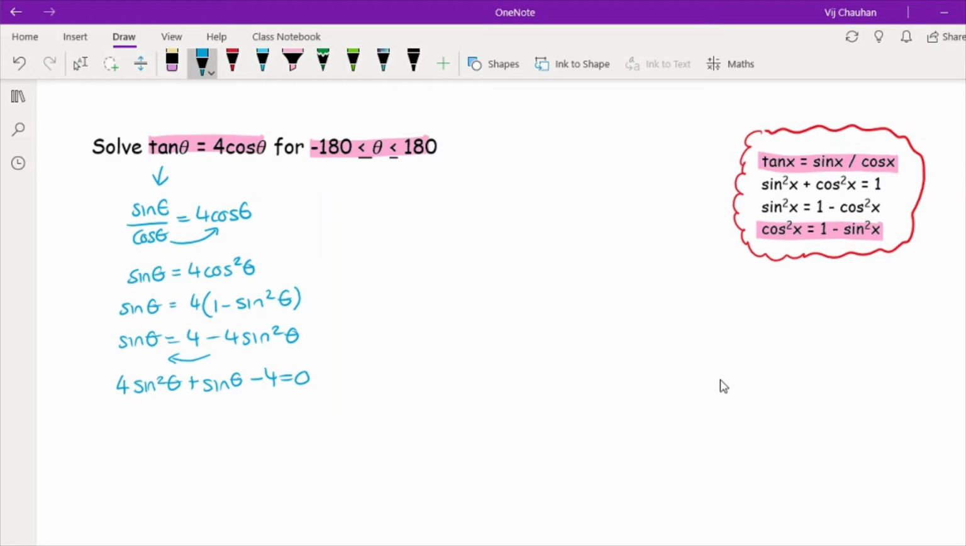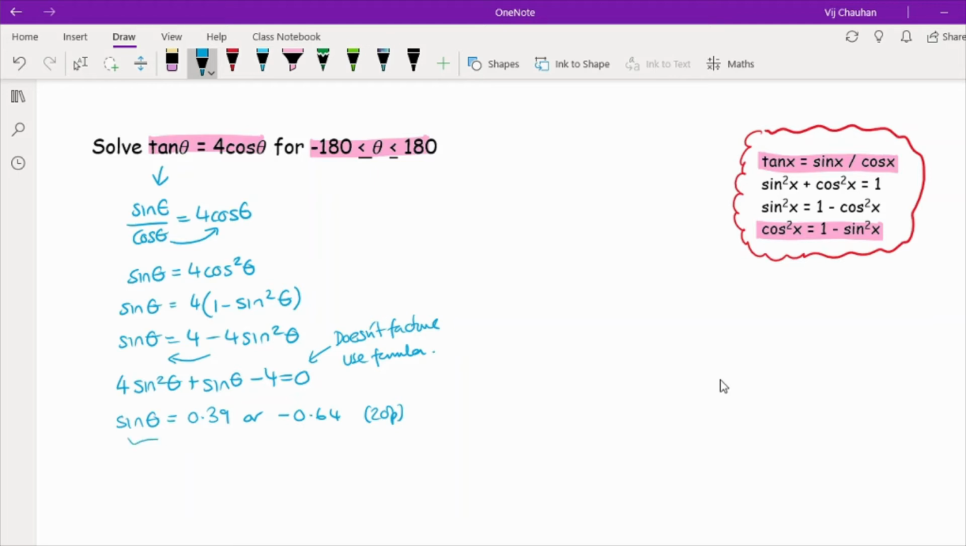I now need to go on and solve this. Now, just going into a bit of beta mode, I've already researched this and this does not factorize, so what I need to do instead is use the formula. Now if you've got a calculator, you can just go straight into solving this, which is something that I would recommend that you do. So I get a sine theta value of 0.39 or minus 0.64, and those answers are to 2 decimal places.